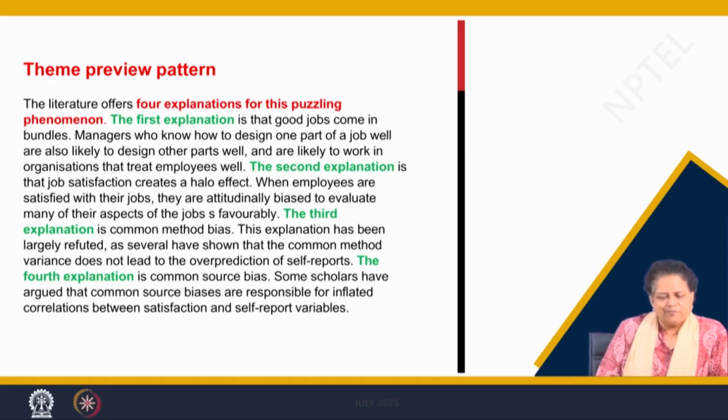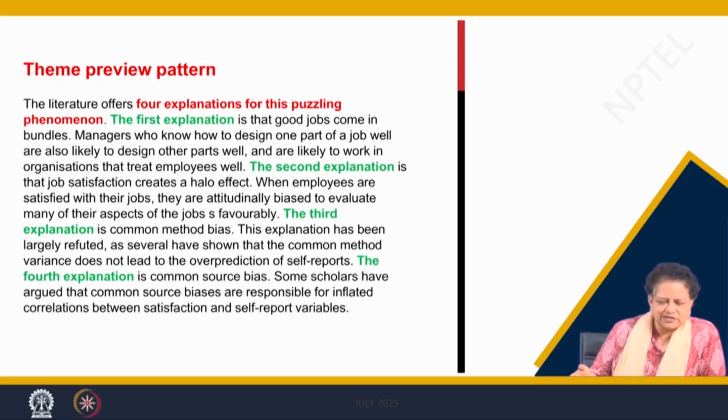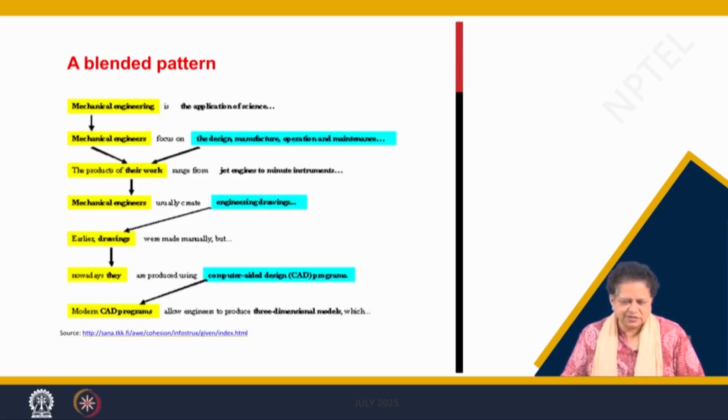Then we come to theme preview pattern. How to preview the pattern in the themes of a paragraph, and the themes are given in green font. The paragraph begins, "This literature offers 4 explanations for this puzzling phenomenon." The first explanation is something, the second explanation is something, the third explanation is XYZ, and the fourth explanation is ABC. So, this is how themes can be previewed and patterned.